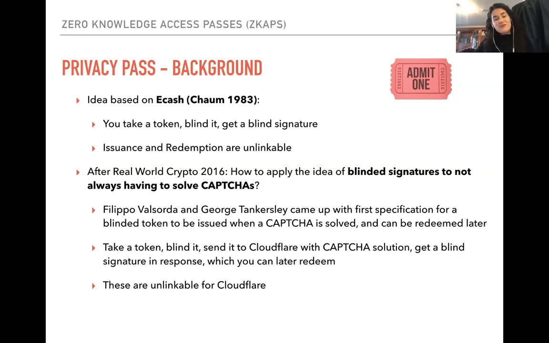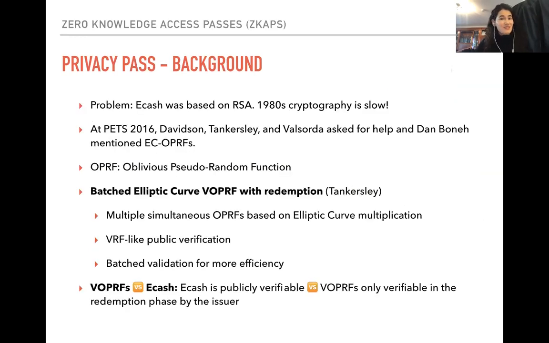So what happened was that after Real Crypto 2016, these ideas got merged, and the question was how to actually apply this idea of blinded signatures to maybe not always solve CAPTCHAs. And Filippo and George came up with the first specification to get this blinded token, and get that signed, and then be redeemed later, so that those are unlinkable to Cloudflare. But as I mentioned before, 1980s crypto was not very fast. It's actually kind of slow, and this was not working.